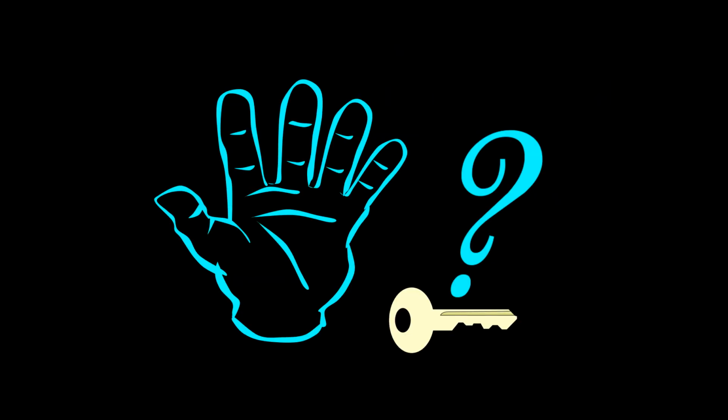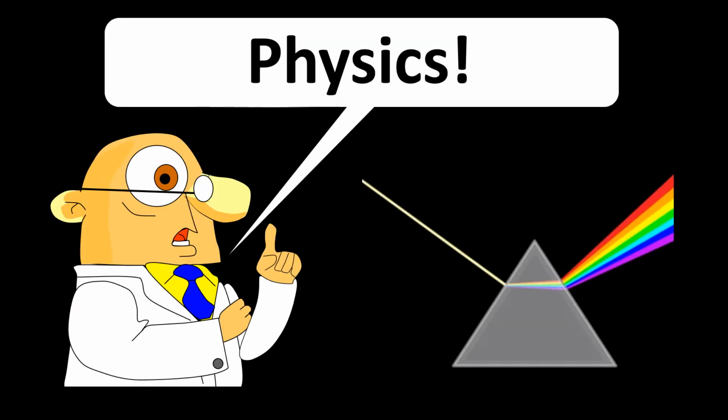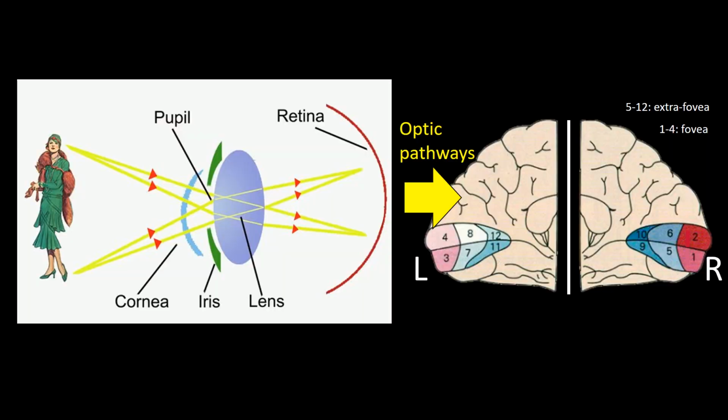The fifth question is, why is the false image lower than the true image? To answer this question, let's first talk about optics. In this frame, you can see some key elements involved in making vision possible. The cornea, the pupil, the iris, and especially the lens have a major effect on the way the retina captures an image, just as much as the optic pathway and the cerebral cortex have on the way an image is perceived in our imagination.